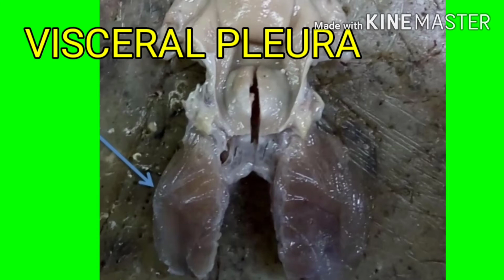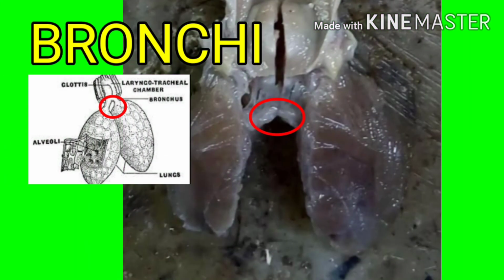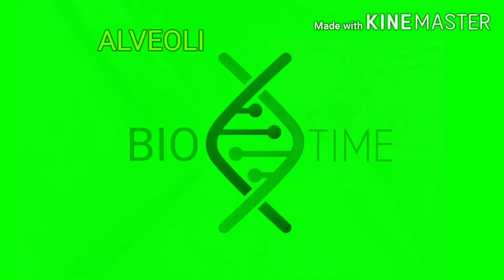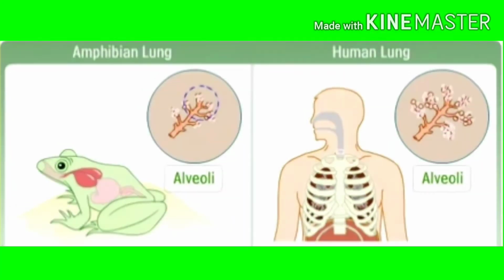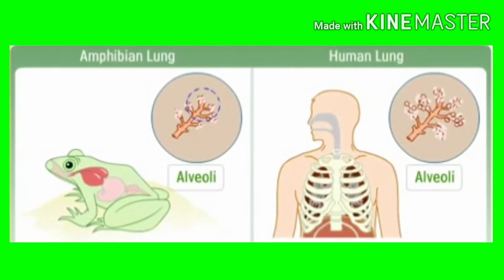Next, we have the bronchi, a pair of short tubes from the larynx that each goes to the lungs. It serves as a passage of air from the larynx to the lungs and vice versa. Lastly, we have the alveoli, which are small thin-walled chambers richly supplied with blood capillaries, which serve as site for gas exchange. Since toads do not need as much oxygen as humans, they don't have as many alveoli either.